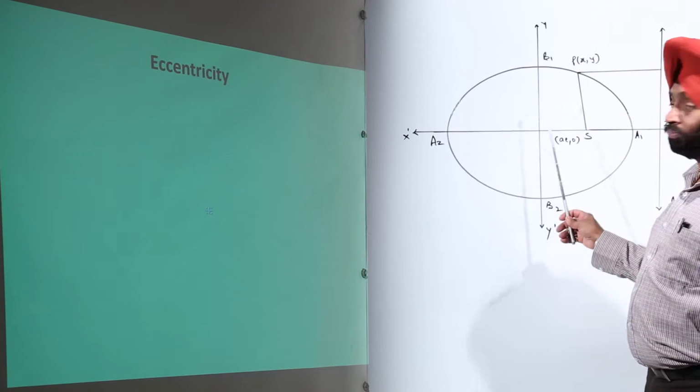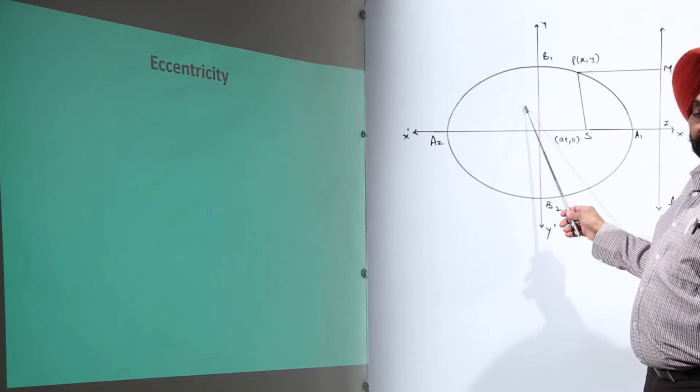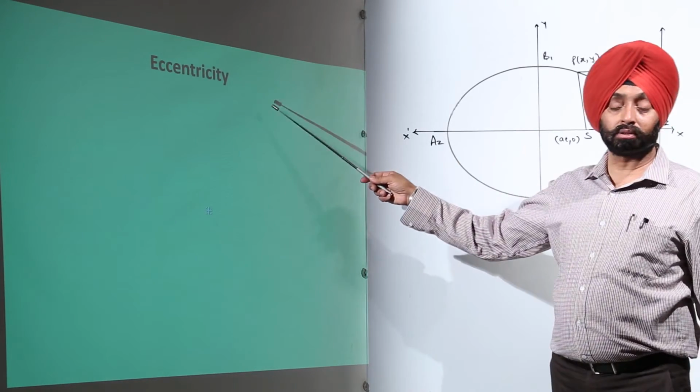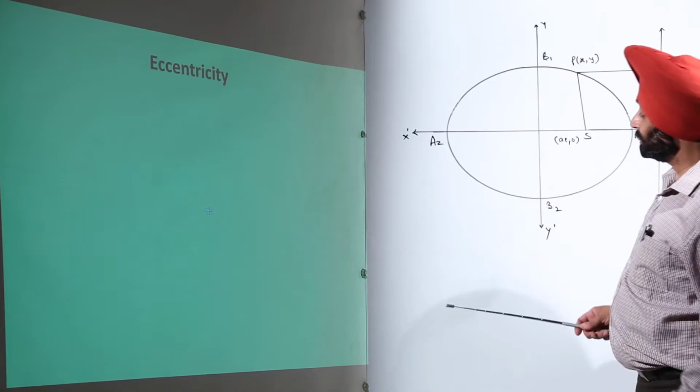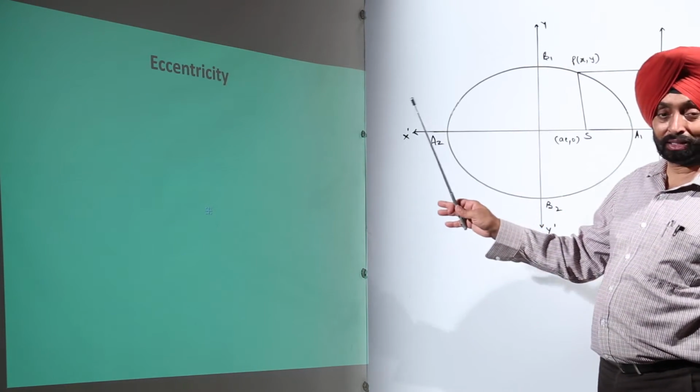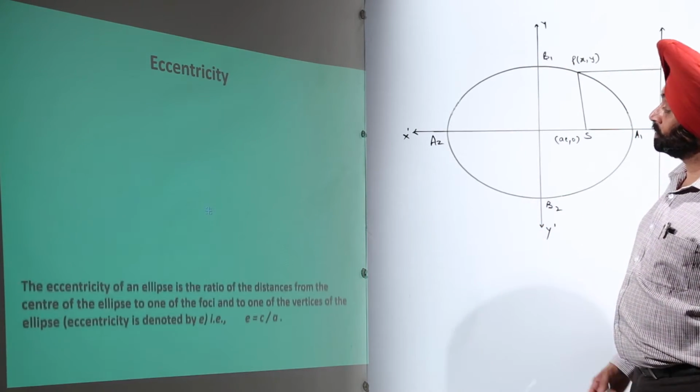Now here I have drawn an ellipse. In the ellipse we have a very important term called eccentricity. Now basically, what is the eccentricity? First of all, let us go for the definition part. You can just check it.